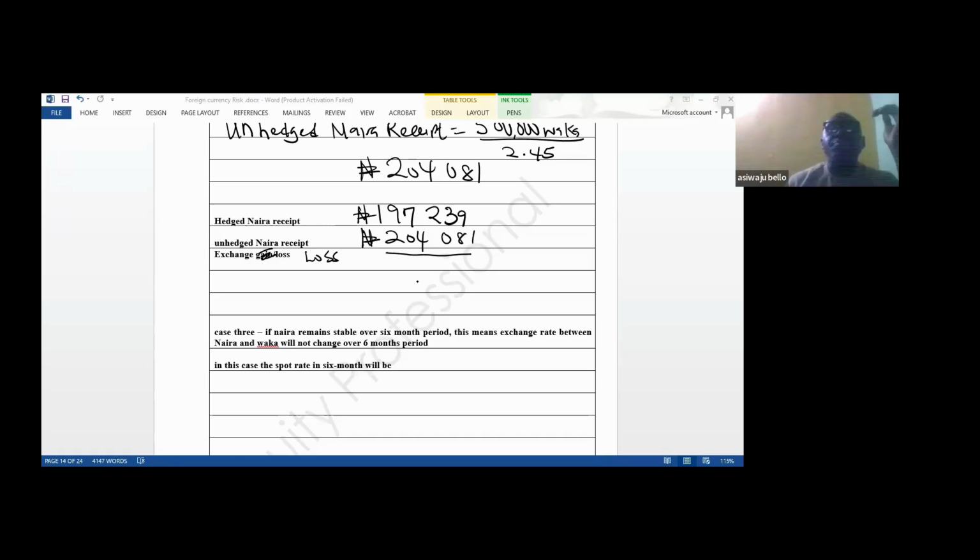6,843. This is a loss. 6,843. As a result of hedging, our naira receipt has reduced by 6,843, because naira lost 2%.